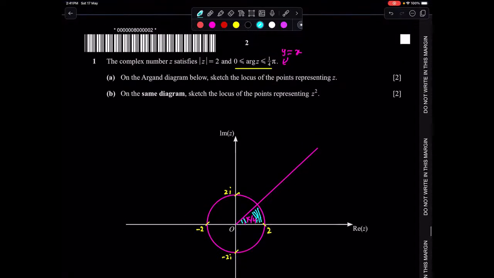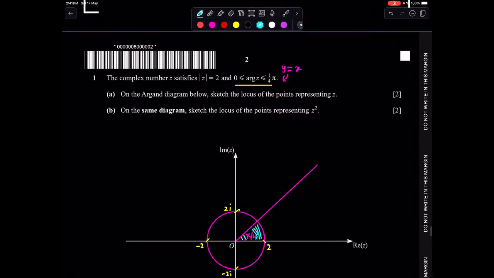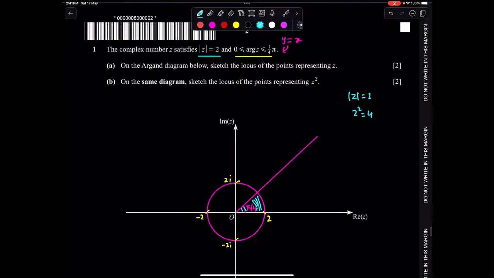Part B. On the same diagram, sketch the locus of the points representing z square. When you will square this, you will get z square is equal to 4. So draw a circle with center at origin and radius 4.